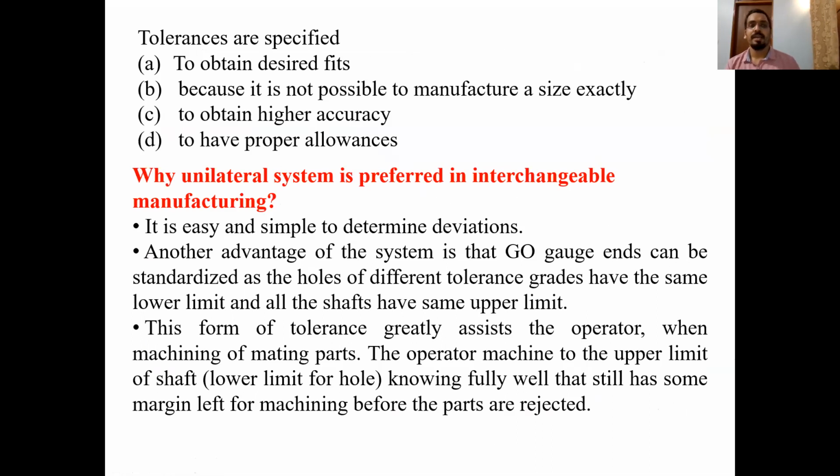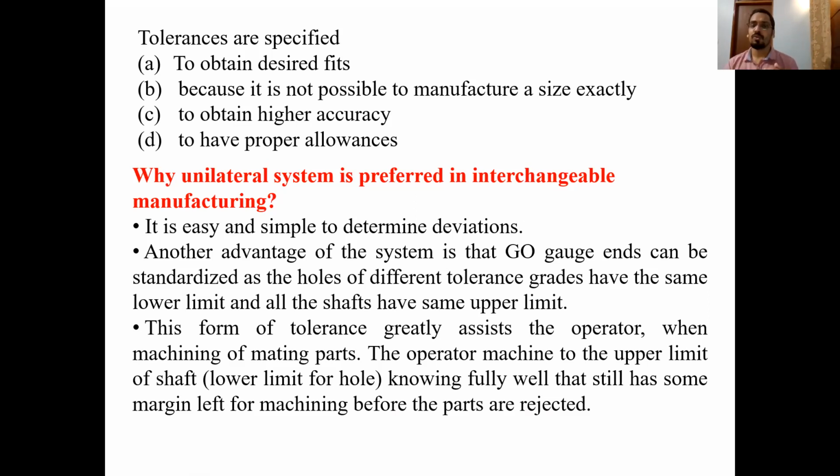Next, another advantage of using the unilateral system is that go gauges can be standardized for the whole of different tolerance grades. I just told you that when you use unilateral tolerance, the lower limit of the hole is equal to the basic size. So it is very easy to design the go end of the limit gauges. I will explain the go end and the limit gauges in detail in the coming lectures.